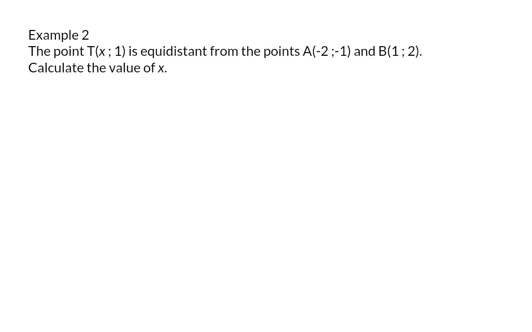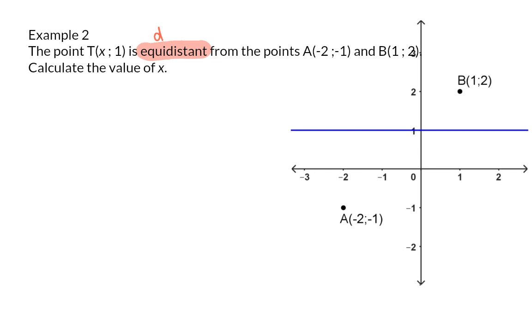Example 2. The point T is equidistant from the points A and B. Calculate the value of x. The fact that the point is equidistant from the 2 points means that the distances are the same. For analytical geometry, it helps if you always have a rough sketch in mind. Here we were given the coordinates for A and for B, but for point T, we only have the y value, and now we know that point T can be anywhere on the line y is equal to 1.